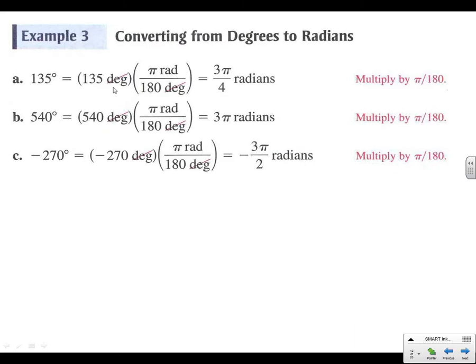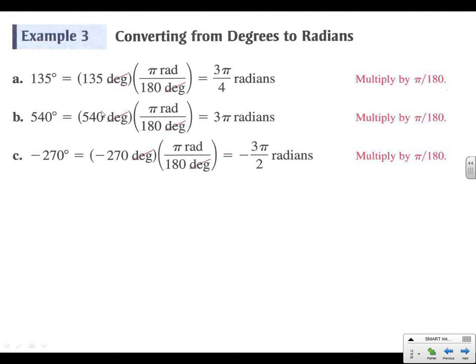And let's go ahead and see how we would do this. We want to turn 135 into radians. So degrees is on top. We want to cancel degrees out. So in our fraction, we make sure it's radians over degrees. So the unit of degrees cancels. 135 over 180 is 3/4 if you reduce. So we have 3 pi over 4 radians.